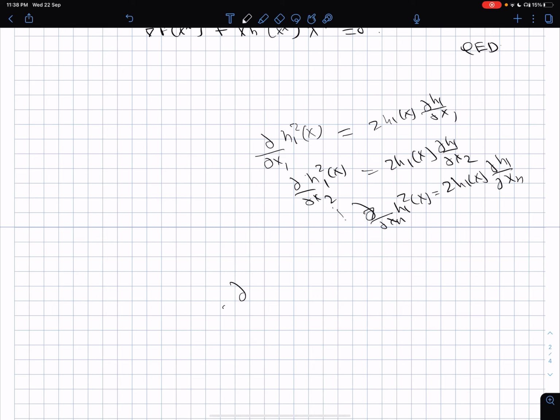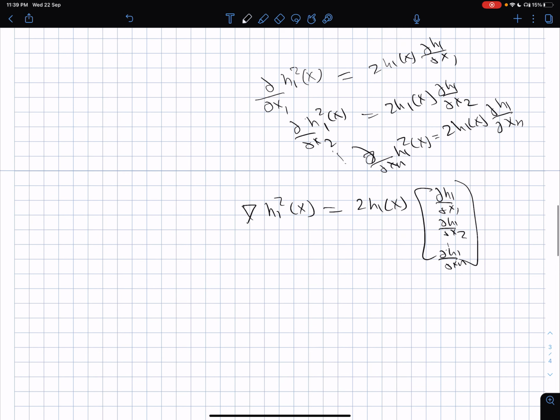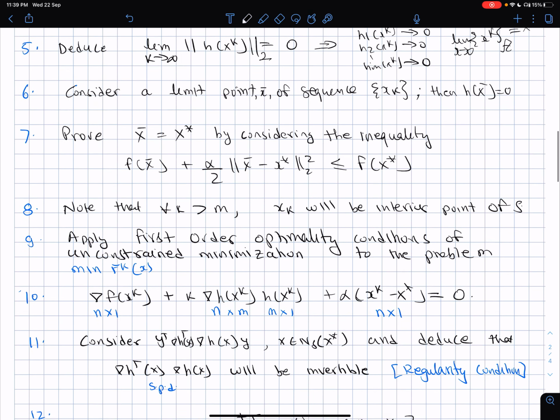So if I now group it together in a compact notation, I can say that this is going to be equal to 2 times h1 of x times the vector of h1 with respect to x1, h1 with respect to x2, up to h1 with respect to xn, which is nothing but 2 times h1 of x times grad of h1 of x. So this is what I have written here.